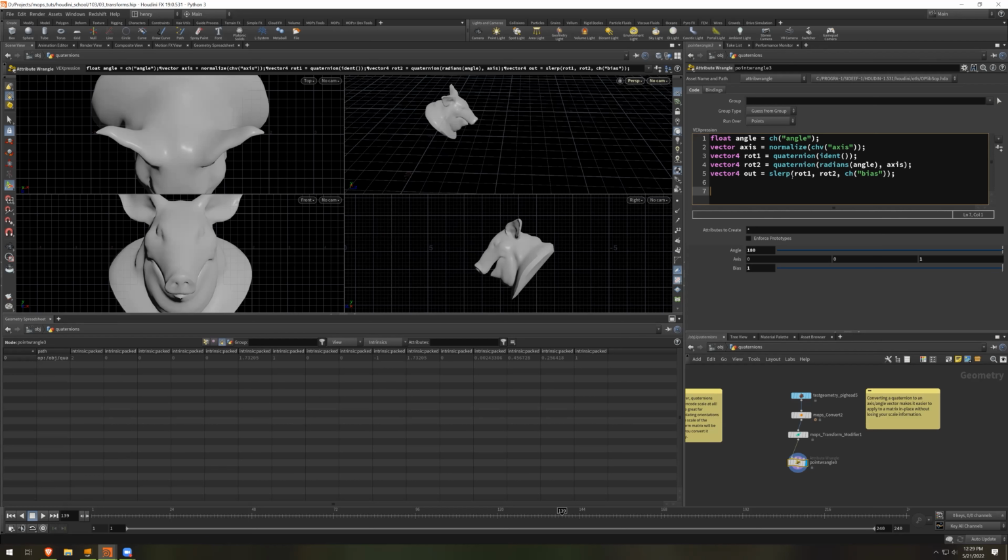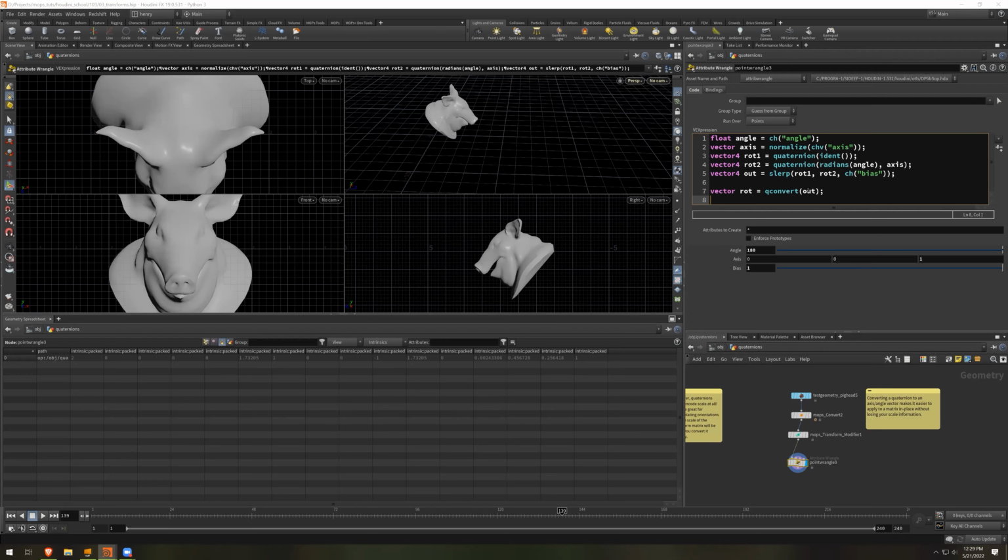The way that you can take an orientation like a quaternion and convert it is, again, by using qConvert, but you give VEX the hint that you want to convert this into a vector rather than a matrix or something else. So if I say vector ROT is equal to qConvert out, this is taking our quaternion and turning it into an axis angle representation.